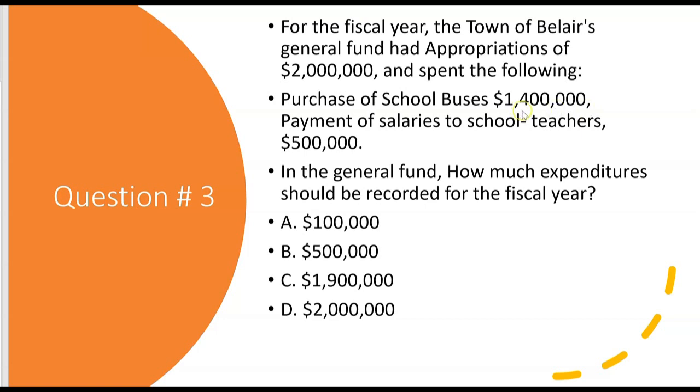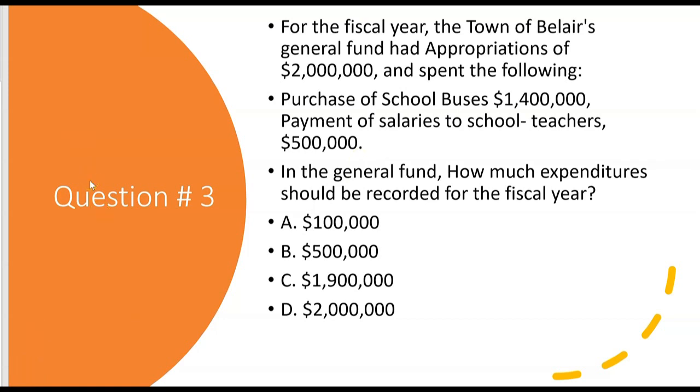For example, the school buses of $1.4 million are not expected to produce revenue for the town because they don't charge the kids for getting on the bus or going to school. So that $1.4 million is just an expenditure. Like anything else, it gets charged against the budget, right? They get $2 million to spend. This $1.4 million is just as much of an expenditure as this $500,000 payment salary to the school teachers, because that's not expected to generate any revenue for the town either. So the answer would be $1.9 million, which is letter C.